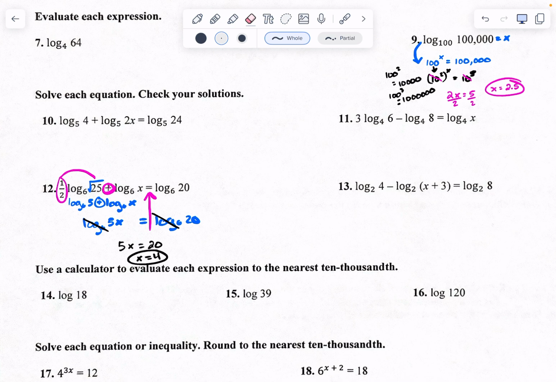So now, when you're putting them together, minus means divide, so you're doing log base 4 of 216 divided by 8, which is 27. Do you see what we just did? Equals log base 4 of x. Now what? x equals 27. There you go. You see what you're doing?